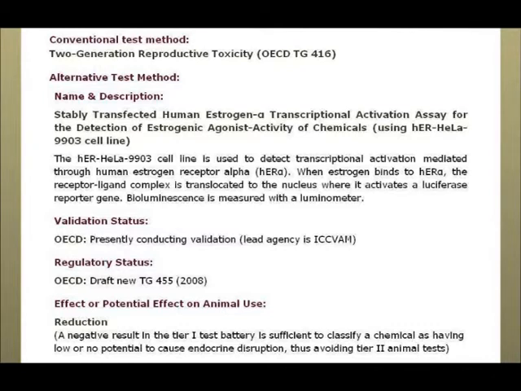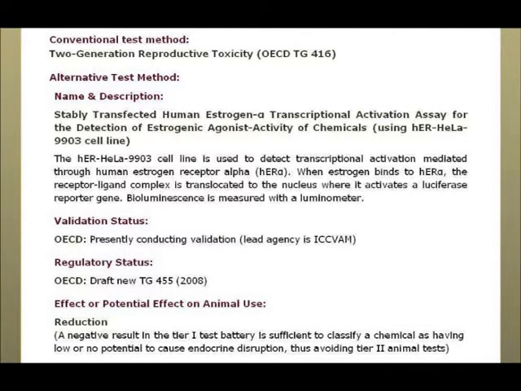Under regulatory status, OECD draft new TG 455 2008. So that means it's pretty much got full regulatory status, this test, to be included in an OECD draft. I suppose it only says draft, but I think it has been accepted as a full test now. What does it say at the bottom? It says reduction. A negative result in the Tier 1 test battery is sufficient to classify a chemical as having low or no potential to cause endocrine disruption, thus avoiding Tier 2 animal tests. We were talking about that earlier.